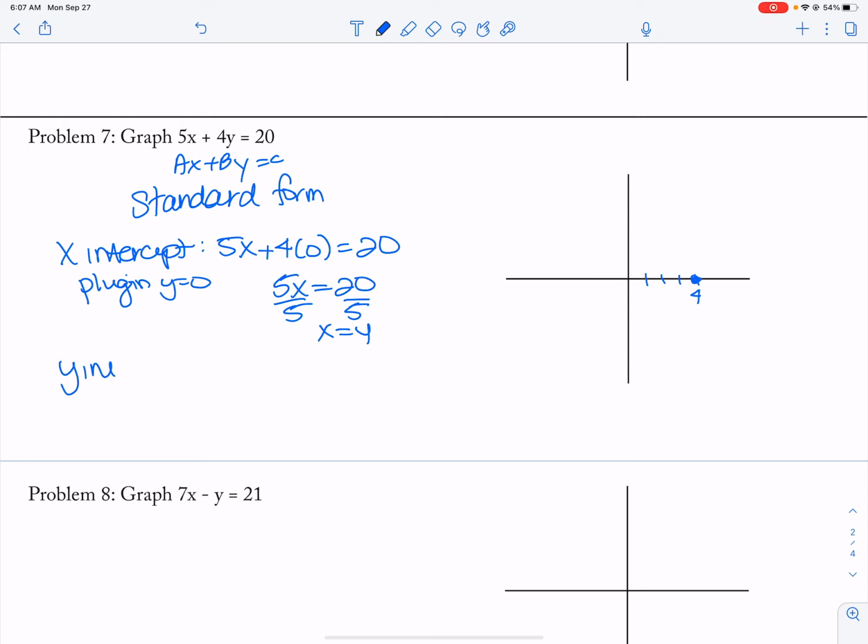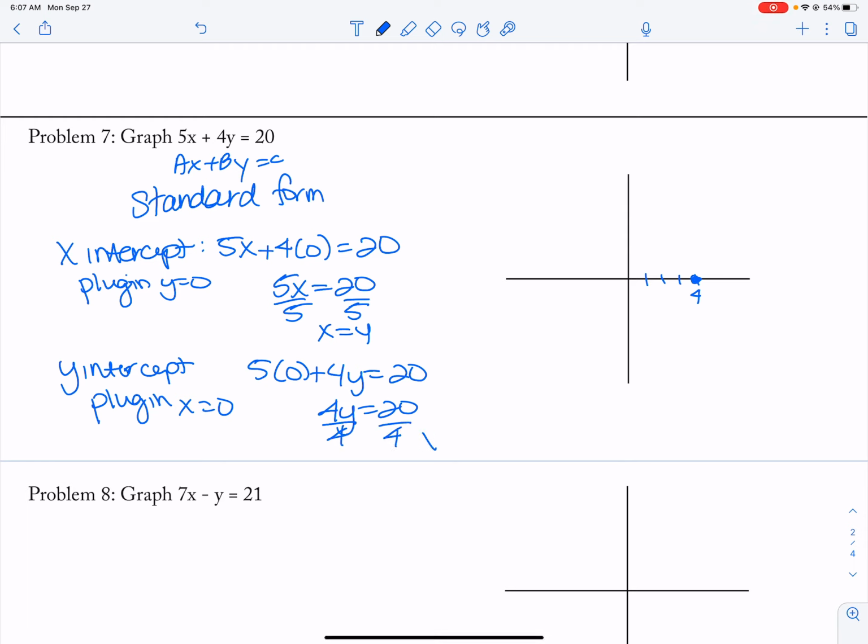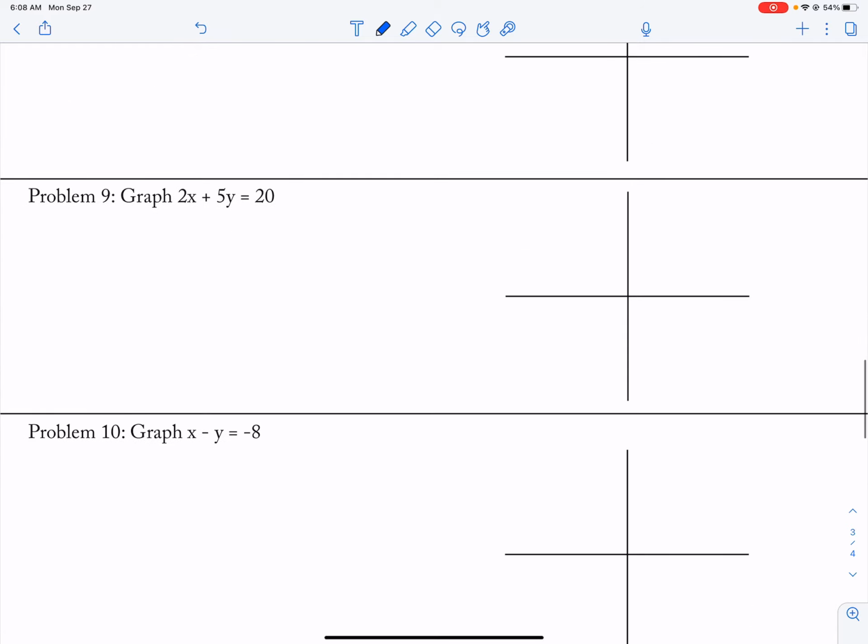Then I find my y-intercept, which is plug in x equals 0. So 5 times 0 plus 4y is equal to 20. So 4y is equal to 20. Divide both sides by 4, and I get, not x, I get y is equal to 5. And I mark 5 on my y-axis, and then I connect my two intercepts together. Okay? Again, we are in standard form.